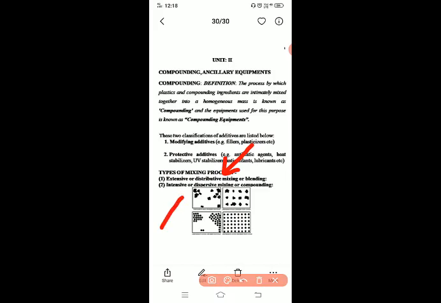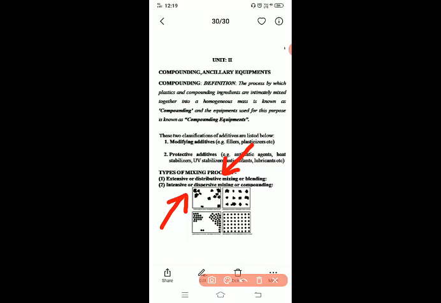Then the second one is intensive mixing, which means some physical changes take place in the compound, or the compounding ingredients are subjected to high shear force, so that the polymer gets intimately mixed with the ingredients. This is called intensive mixing.